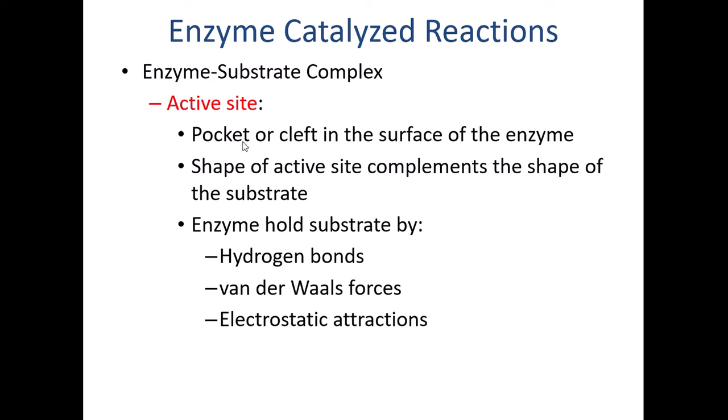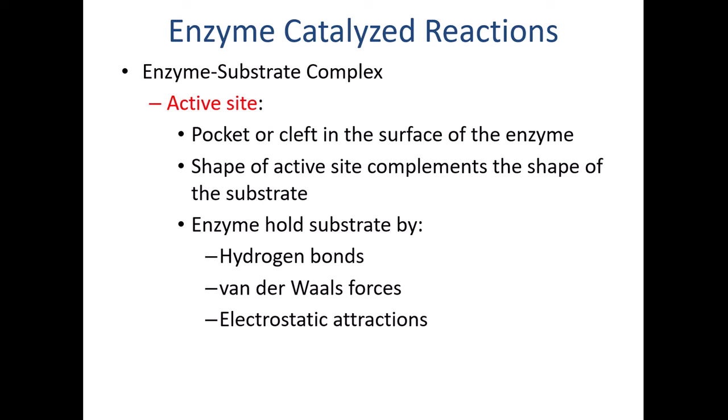So let's take a little bit of a detailed look at the active site on the enzyme. What is it, right? It is nothing more than a pocket or a cleft on the surface of the enzyme. The shape of the active site complements the shape of the substrate. If you remember from our first lesson, we said that enzymes have specificity, right? So it's like your key going into your car door, as I mentioned in the previous lesson. Your key has to fit your car door.